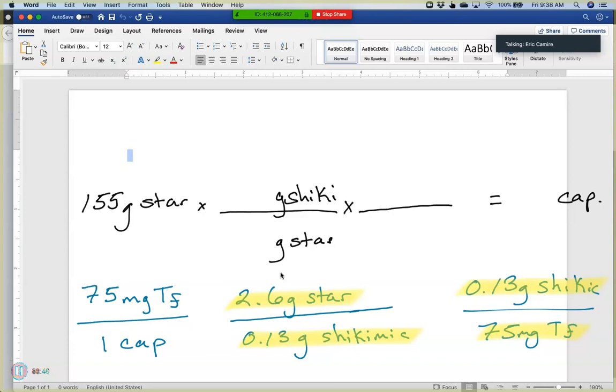So let me try setting that up. If I have grams shikimic acid down here, I could make a certain amount of milligrams of Tamiflu. And then I take a look, what else could I use? Well, I know if I have this many mgs of Tamiflu, I can make that many capsules. And that's exactly where I'm trying to get to.